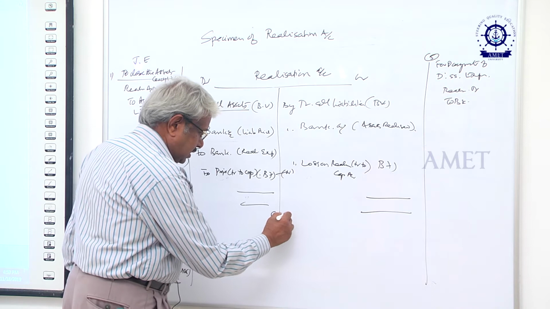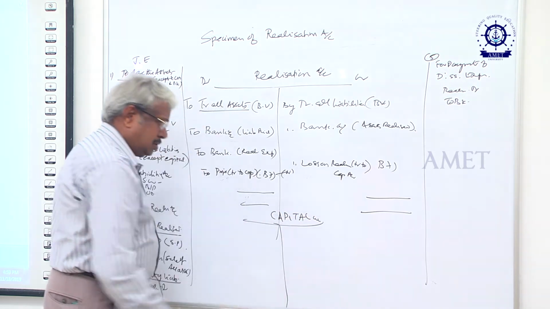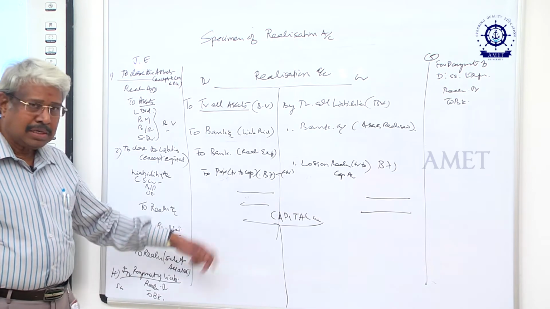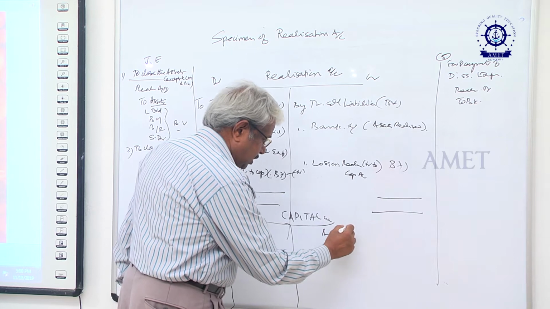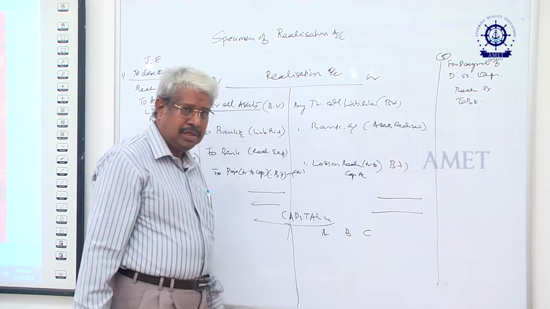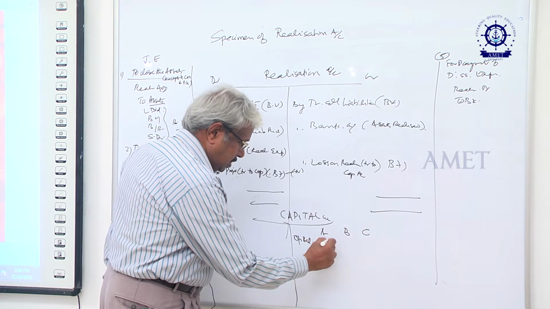The next necessary ledger account is called the capital. So the capitals have to be paid. The partners' capital accounts have to be paid. So A account, suppose 3 partners are there, A, B and C. So what is the opening balance of capital? That will be given in the balance sheet.